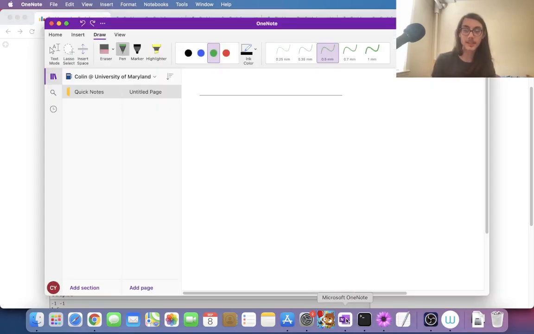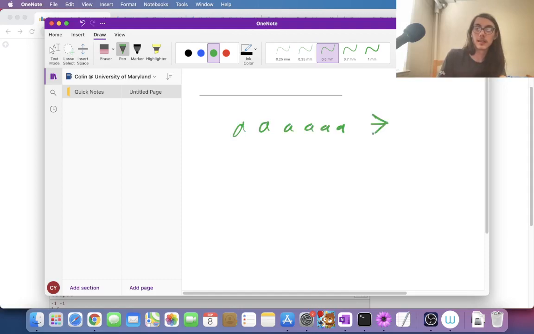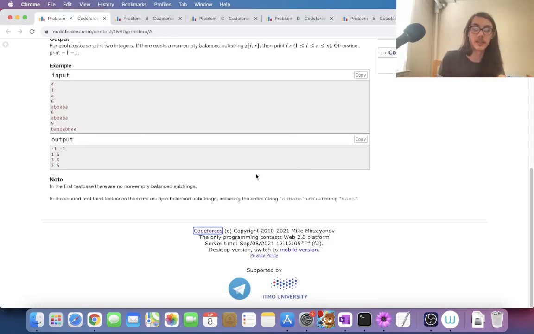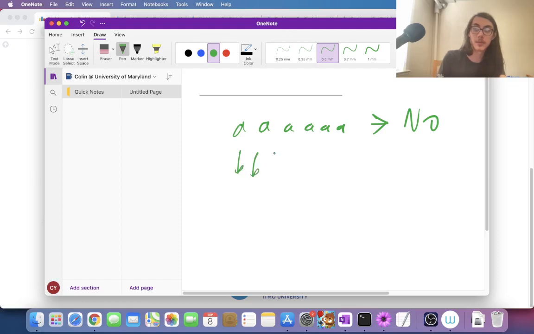In fact, all it says is, let's consider the string. Suppose you have all A's. Then the answer is no, because you don't have any B's. Of course, there's no balanced substring. Suppose you have all B's.